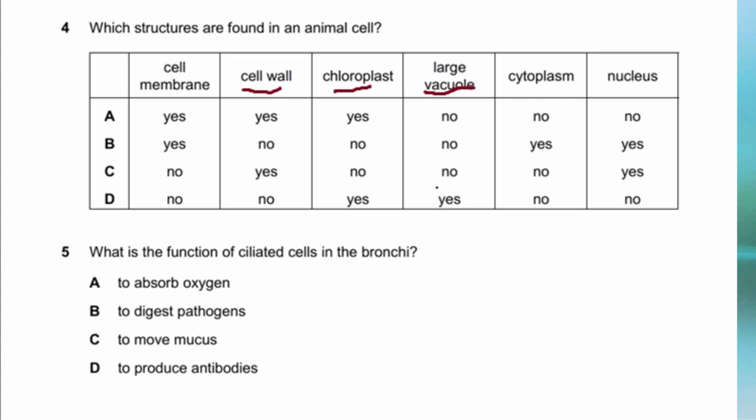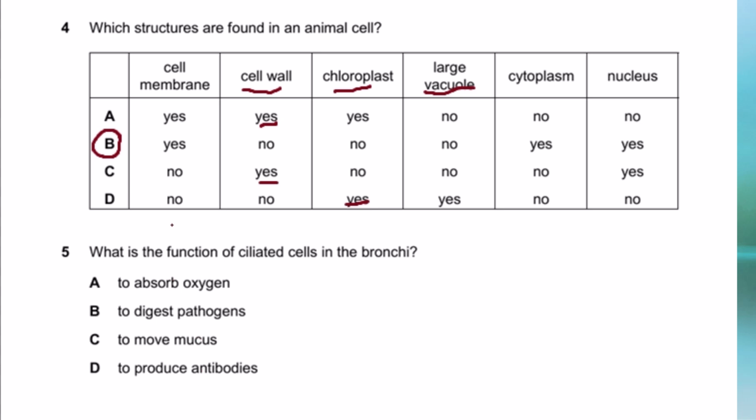So anyone that includes them can't be the answer. So you see we have a cell wall here in A and C. So A and C are out. We have chloroplasts in D. So D is out, which leaves us only with, let's see, B.